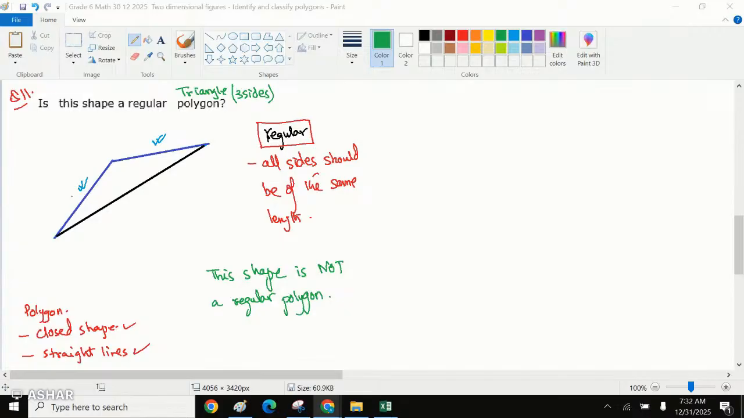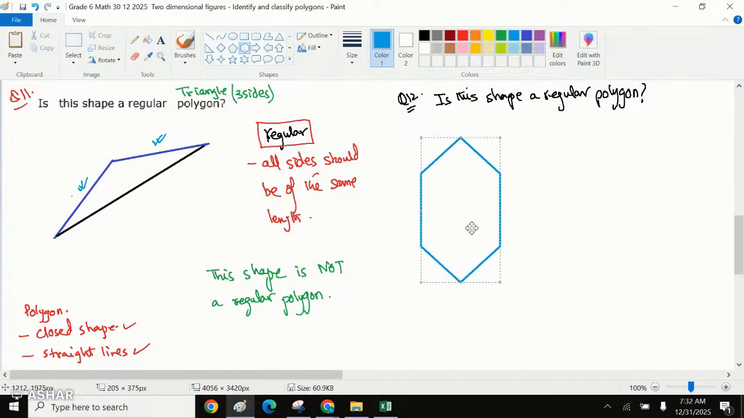Let's do one more question. Question number 12. It is the same thing. Is this shape a regular polygon? We'll do the same question. We'll pick up a hexagon. Let's make the shape for the hexagon. Okay, this is the hexagon. How many sides are there in this shape? We can say side number 1, side 2, side 3, 4, 5, and 6. So what we can see in this shape is, are all the sides of the same length?